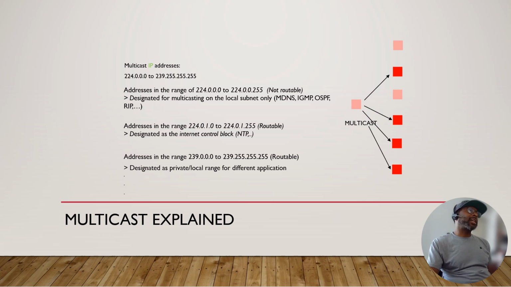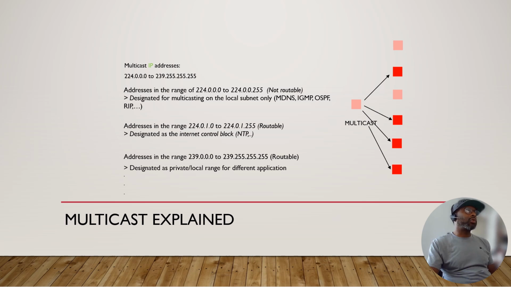Addresses in the range of 224 on a /24, they're not routable, but designated for multicast on a local subnet only. Some of the protocols that are in use are multicast domain naming service, internet group management protocol, and open shortest path first, and RIP.